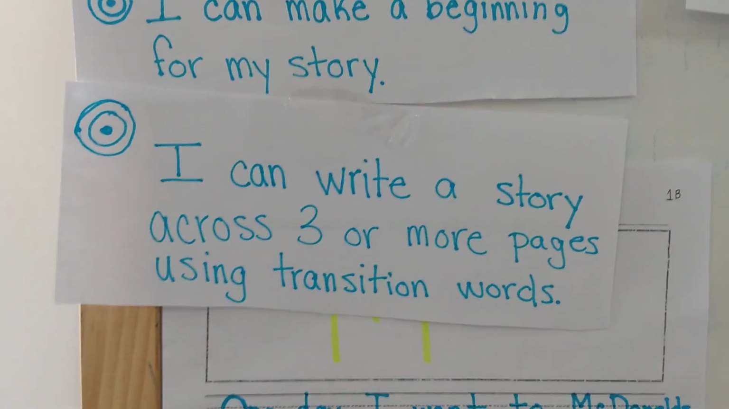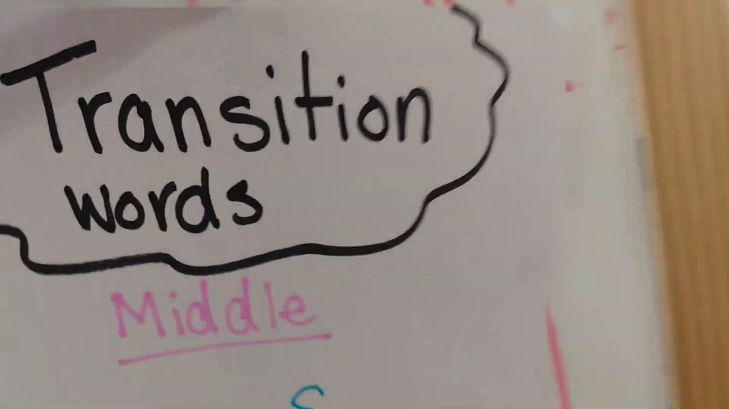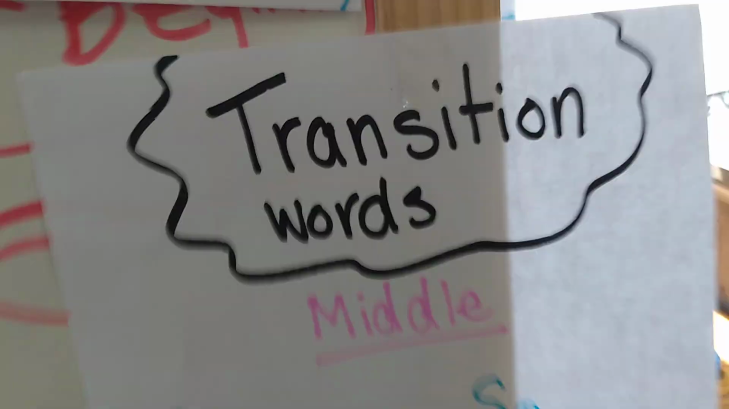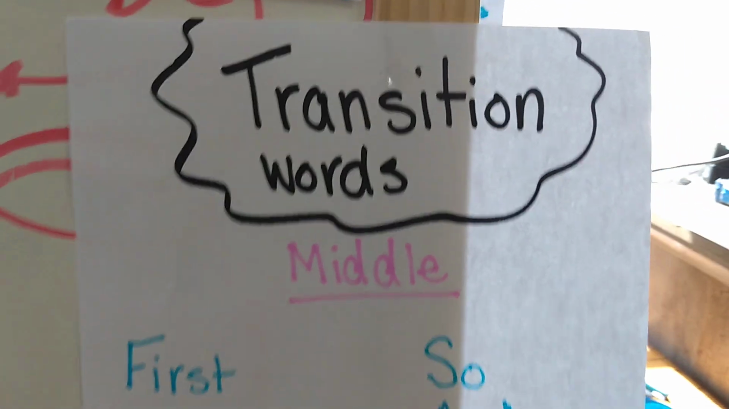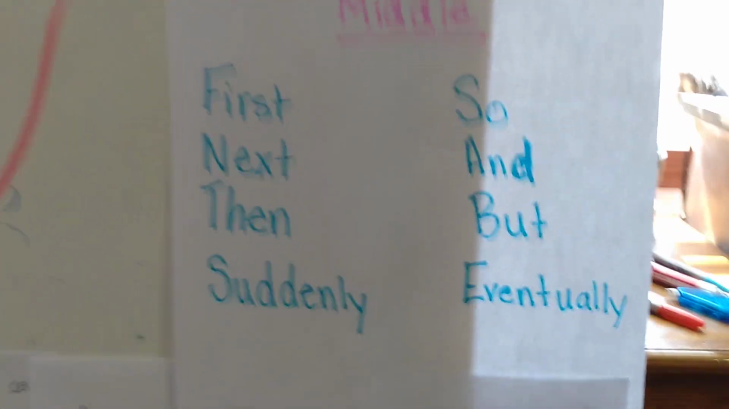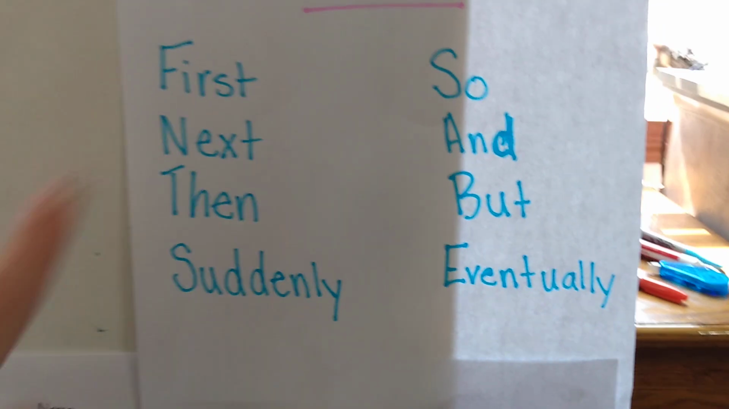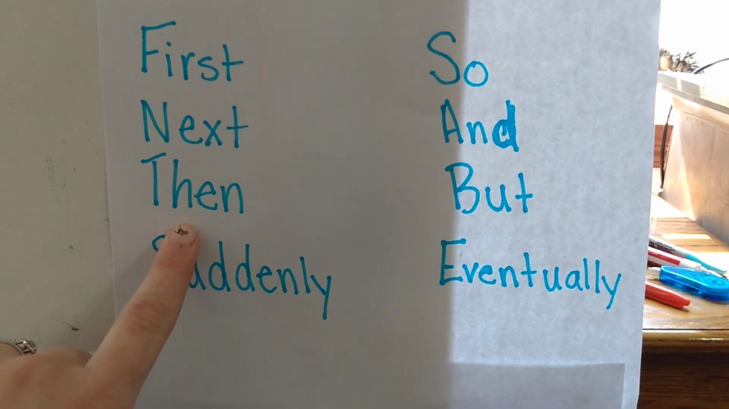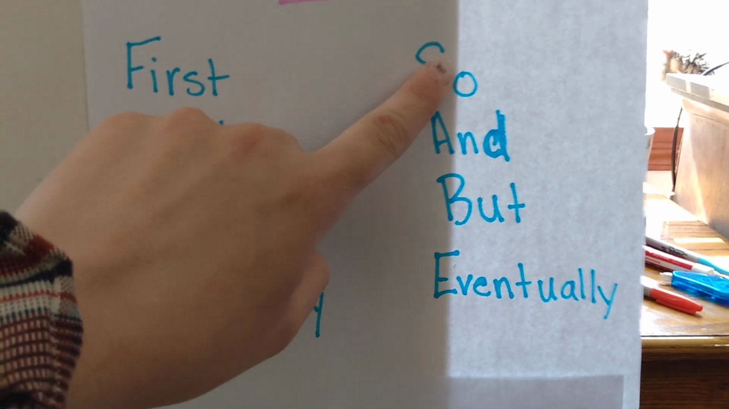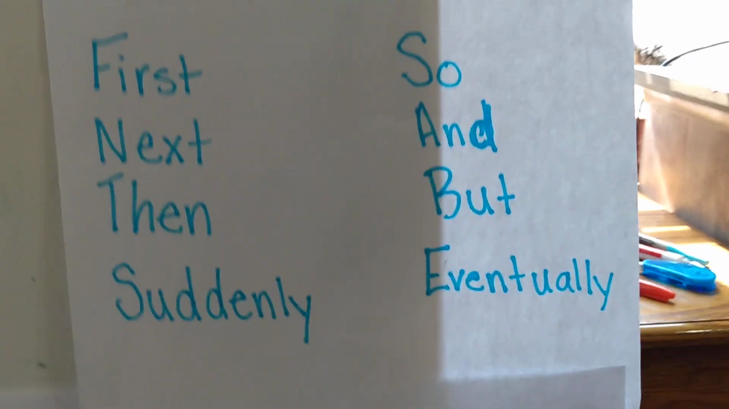Okay, so I'm going to hang our transition word poster up, and this is the same exact one from our classroom. So these are our transition words, or our words that we use in the middle of our story, and these are the words that we can use to start the beginning or the middle of our story. So we can use words like first, next, then, suddenly, so, and, but, or eventually.